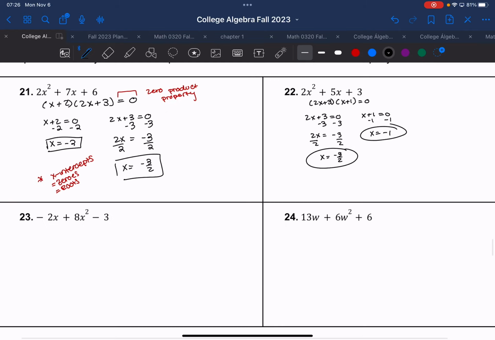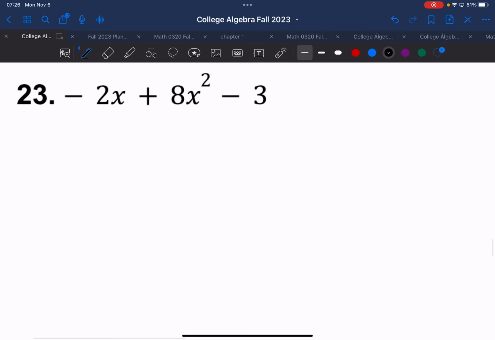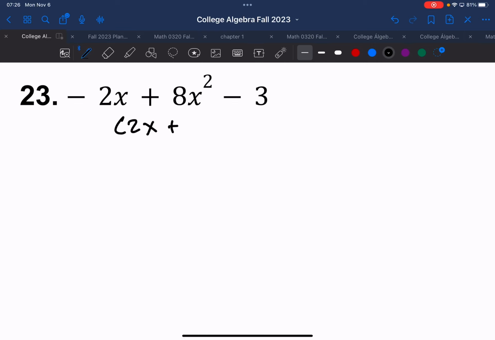And then we did this one next, right? That negative 2x plus 8x squared. Correct? Okay, so when we did that, we got these as our factors. We got 2x plus 1 and 4x minus 1. I'm only doing the problems that we've already factored.